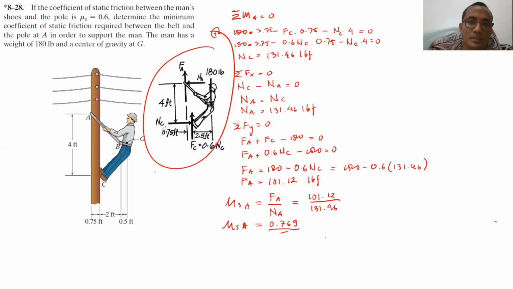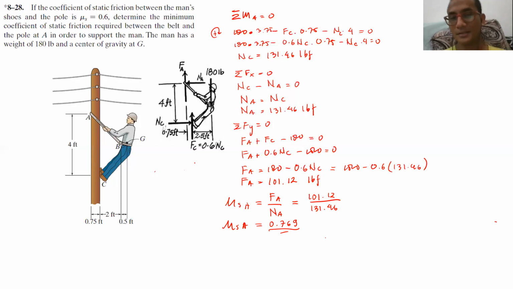As you can see here, this is the drawing. This is not my own drawing; I use someone else's drawing. You can see here the weight of the man is acting at point G. Besides that, what we have is just normal force and friction. The first normal force is at the belt, between the belt and the pole.